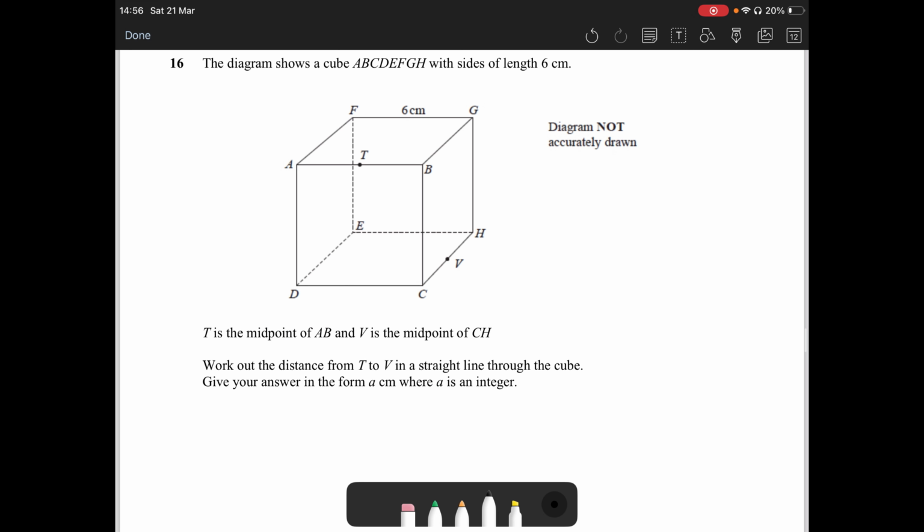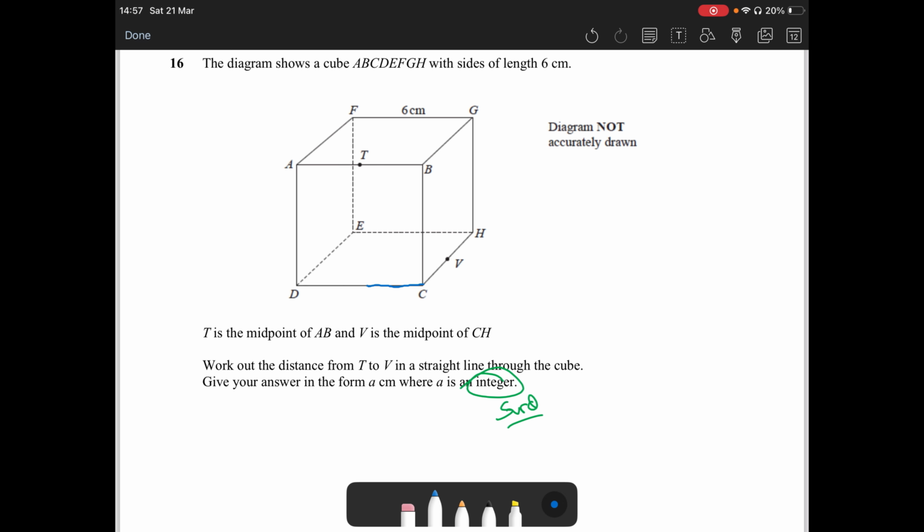Okie dokie. So, the mark scheme on this one's actually wrong. I know this because I went through this in class. T is a midpoint. Okay, we've got a cube of length 6. So we need to know the length from T to V. Now, it says integer. This is a lie. It's actually a surd. I know this because I did this in class. So here's how we're doing this, people.